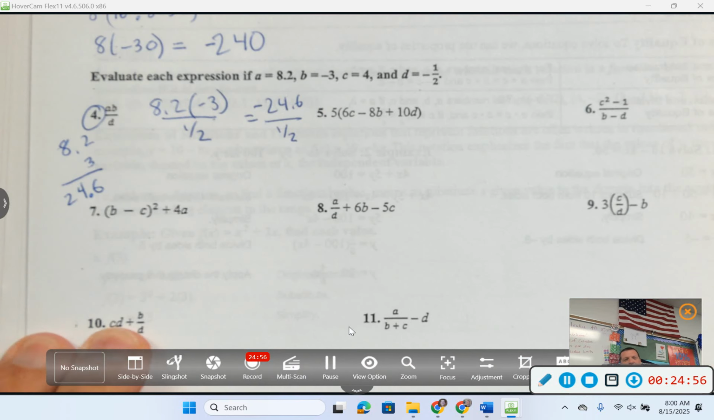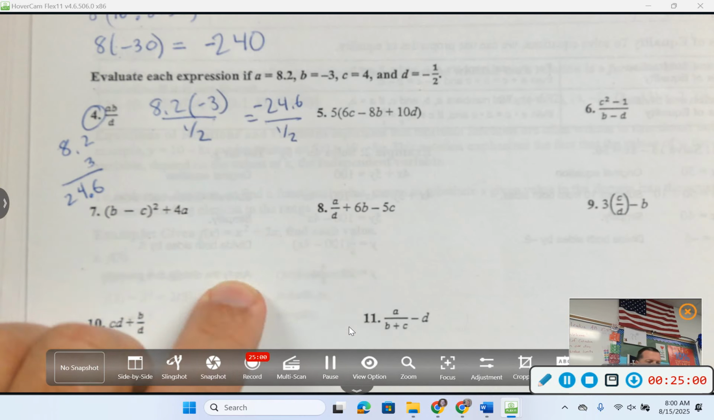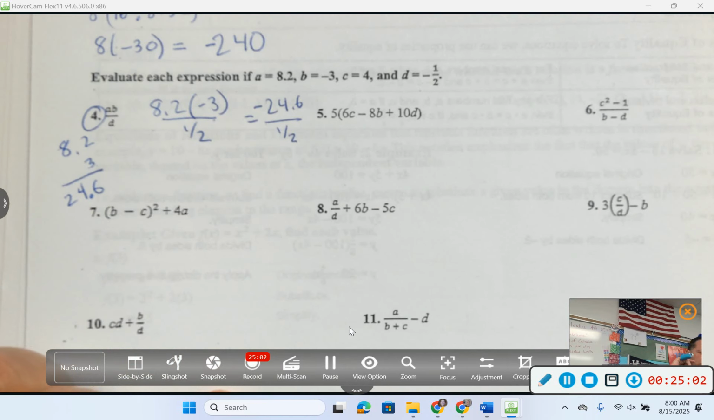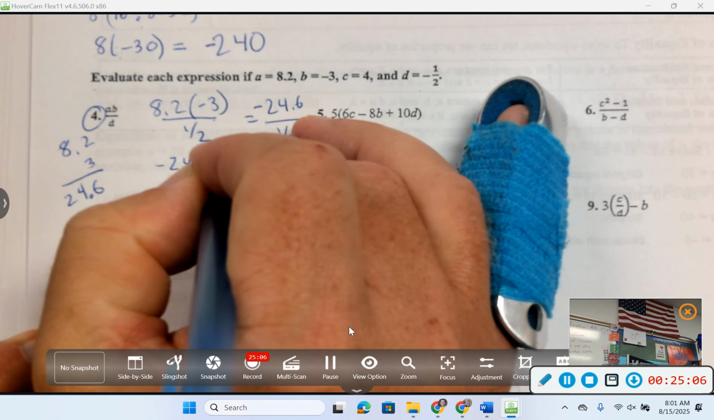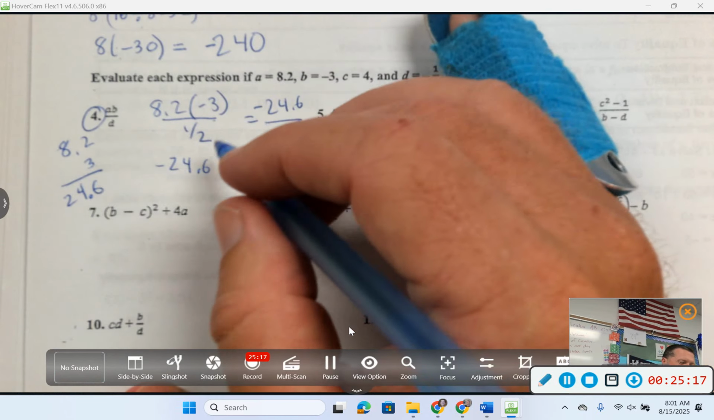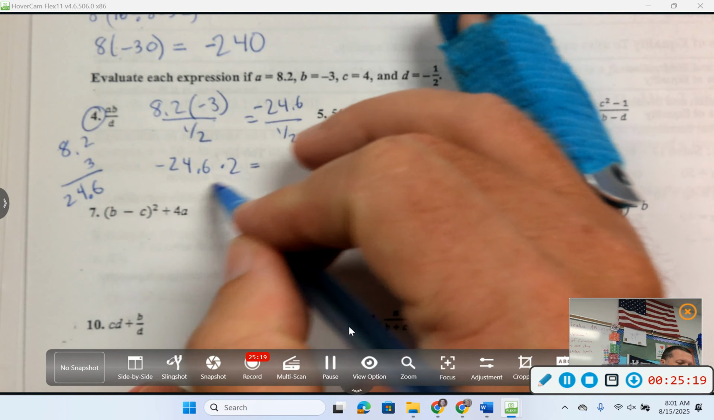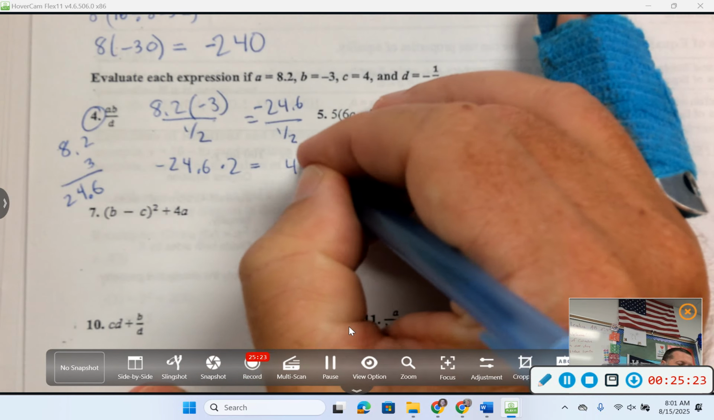Fractions and decimals are kind of a pain, but how do we divide with fractions? Keep, change, flip: multiply by the reciprocal. So negative 24.6 times 2. Same thing, if you can do that in your head, great. If you need to write it out, that's fine too. 24 times 2 is 48. 0.6 times 2 is 1.2. So yeah, 49.2.